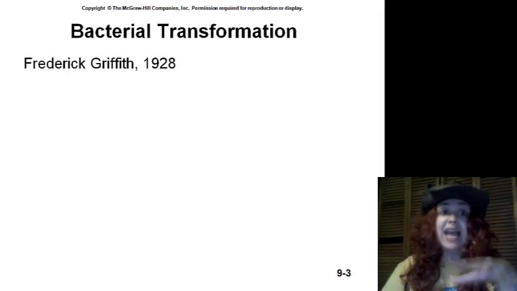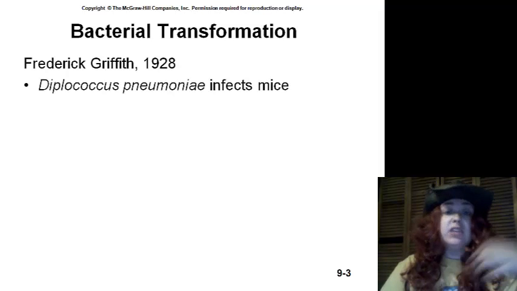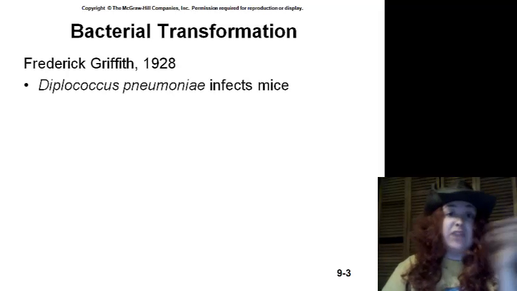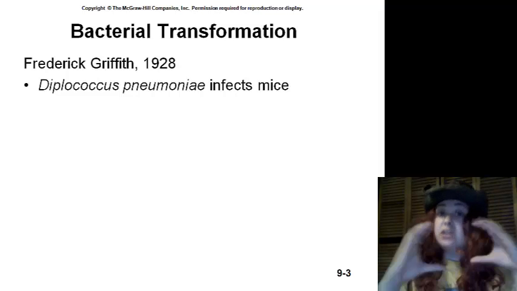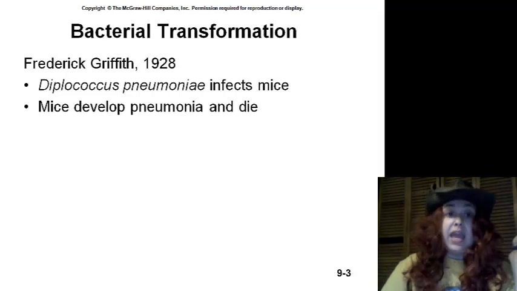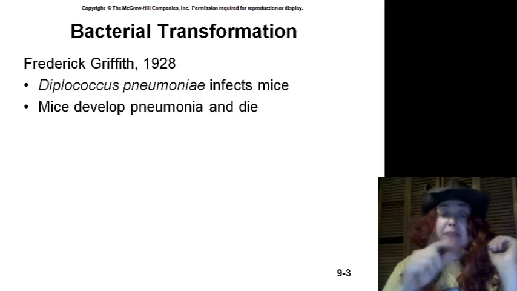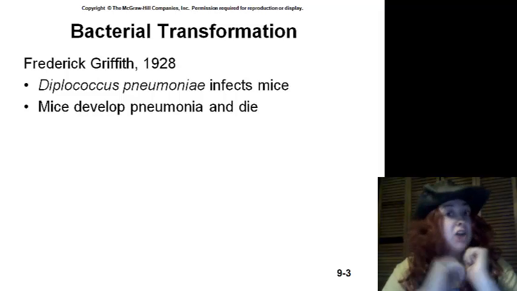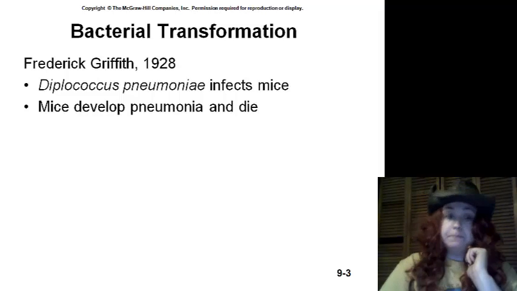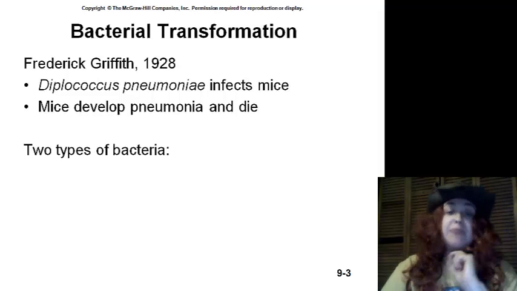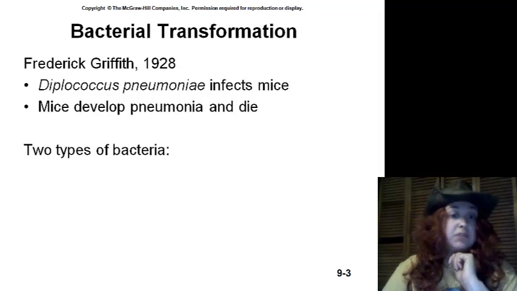It was done by a guy named Frederick Griffith. He used Diplococcus pneumonia to infect mice. Diplococcus pneumonia is a bacteria, and he used that bacteria to infect mice, and it caused the mice to get pneumonia. Now, there were two types of bacteria that he used from Diplococcus pneumonia.